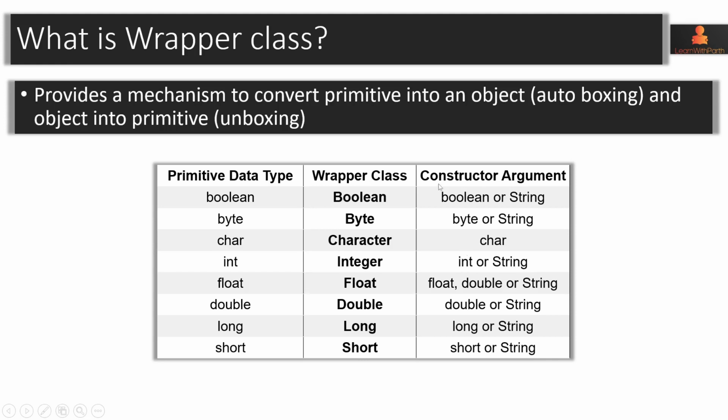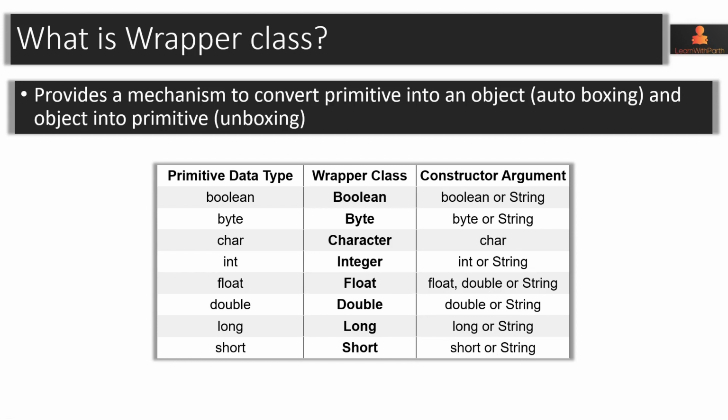And what we can have as a constructor argument: for Boolean, it could be a boolean or a string. For Byte, it could be a byte or a string. For Character, it would be only a character. But for Integer, it could be an int or a string. For Float, it could be a float, double, or string. For Double, it could be a double or string. For Long, it could be a long or string. And for Short, it could be a short or string.